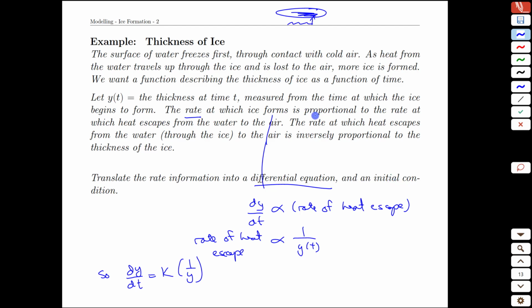So if we scan the territory here, time t is the tracker for the progress of time, and it's measured from the time at which the ice begins to form. So at t equals 0, we're going to have 0 thickness of ice. There's not going to be any there. That's when it starts to form. That would be our initial condition. And this would be our differential equation. That is an excellent grounding. We've turned a model into some mathematical statements.